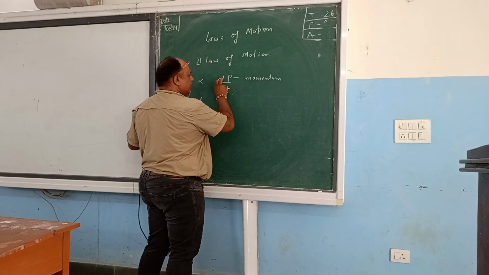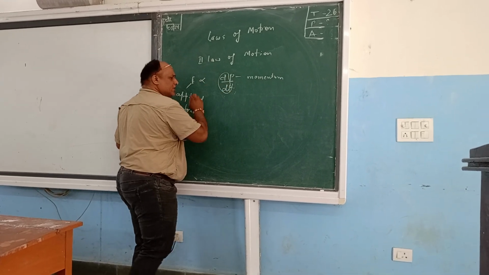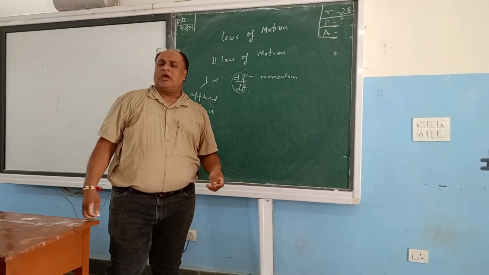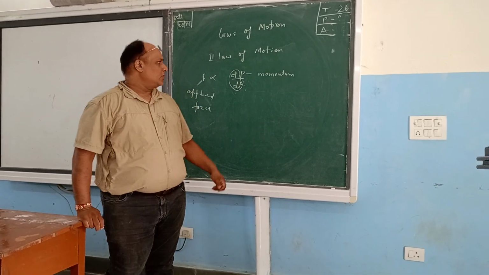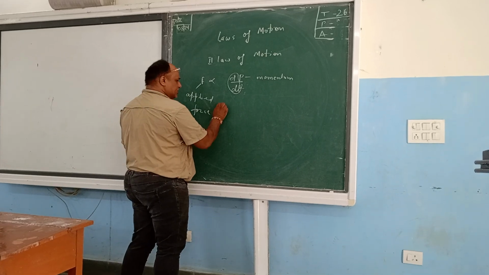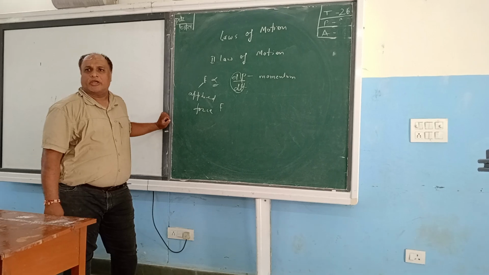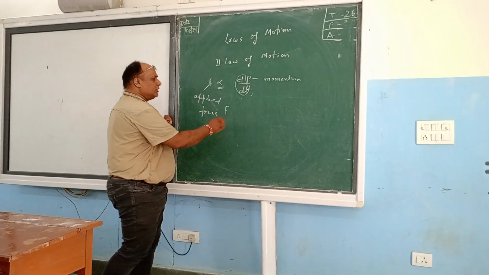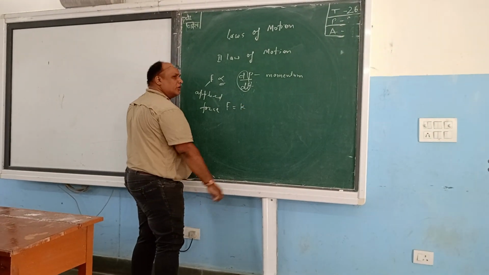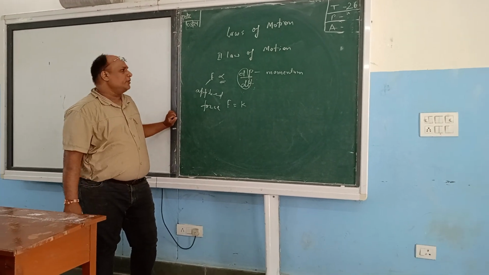And what does dP by dt represent? This means the momentum can be changed with respect to time. Now we all know this is the proportional sign. If we remove the proportional sign, we can use a constant term. That constant term is k, known as the constant of proportionality.